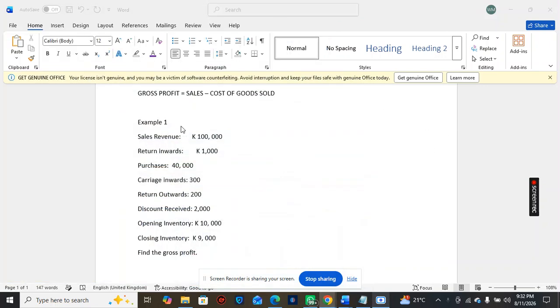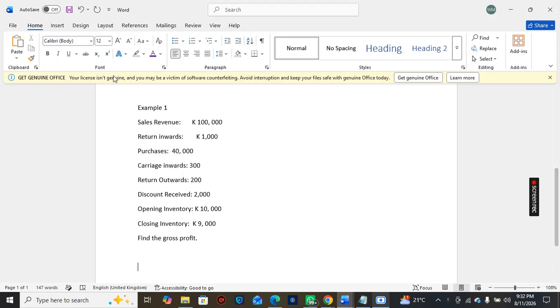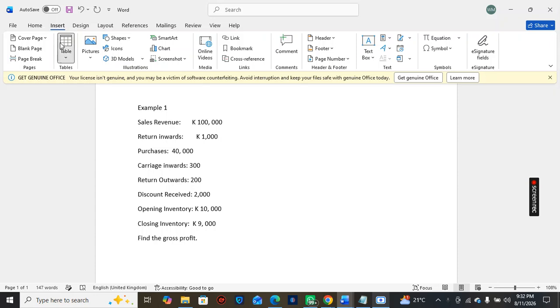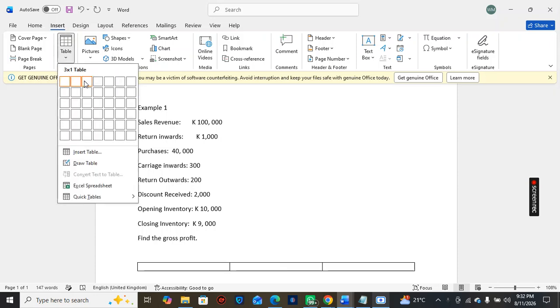Okay, so we've been given this information here, and we need to find the gross profit. We have to make a trading account. The purpose of a trading account is to get gross profit, and the gross profit is the profit after you deduct the cost of goods sold.